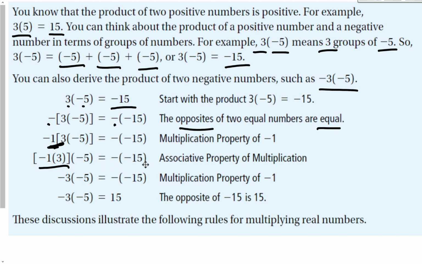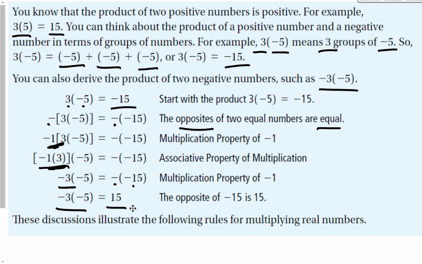We leave the right side the same. The multiplication property of negative 1 then says that this negative right there turns into a negative 3. And we can see now that the negative on the right-hand side, negative times a negative, multiplication property of negative 1, turns that into a positive. So we can see how negative 3 times negative 5 is going to give us a positive 15.